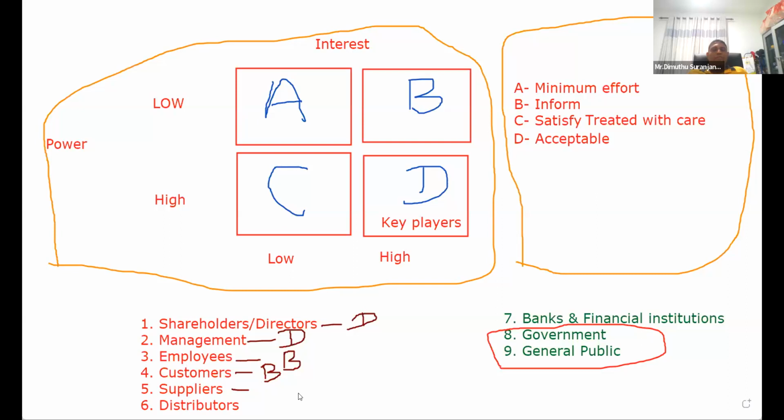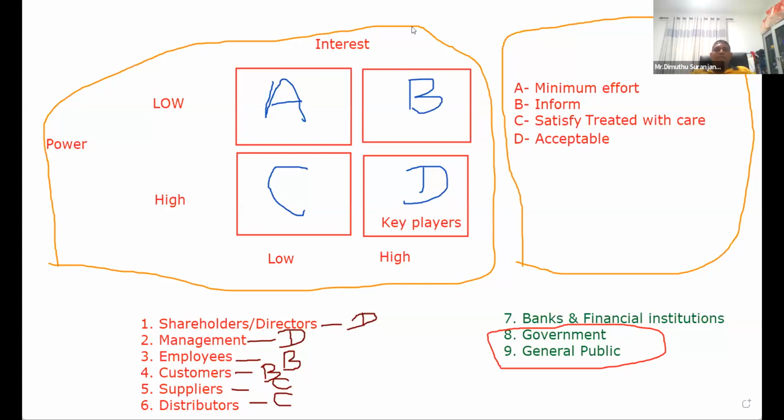Suppliers, I think here the suppliers' power is high, no? Interest may be low, right? Distributors also, I think they are in C, right? Power is high, but interest may be low because they may have so many customers. Like for example, Akbar has mentioned, a very large organization, no? So this particular organization may be a small one for them. Therefore, their interest will be very minimum on that, right?